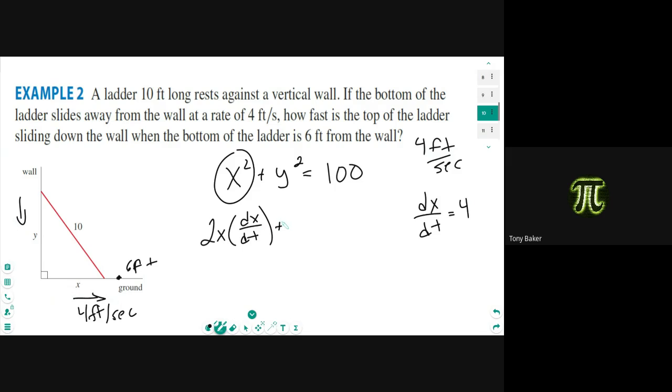What was it? Yeah, 2y, and then it's dy over dt. Same reason we had the x. We're differentiating y based on t. What's the derivative of 100? Good.